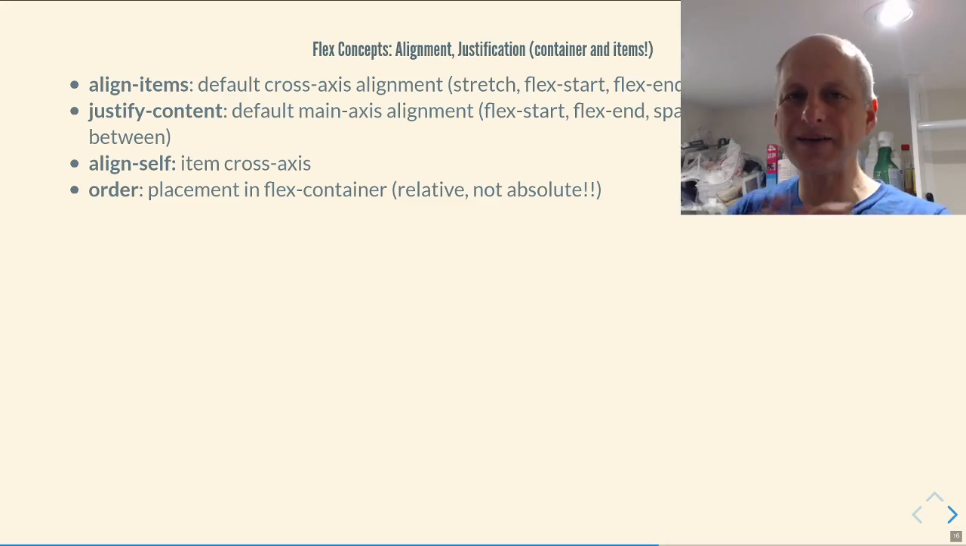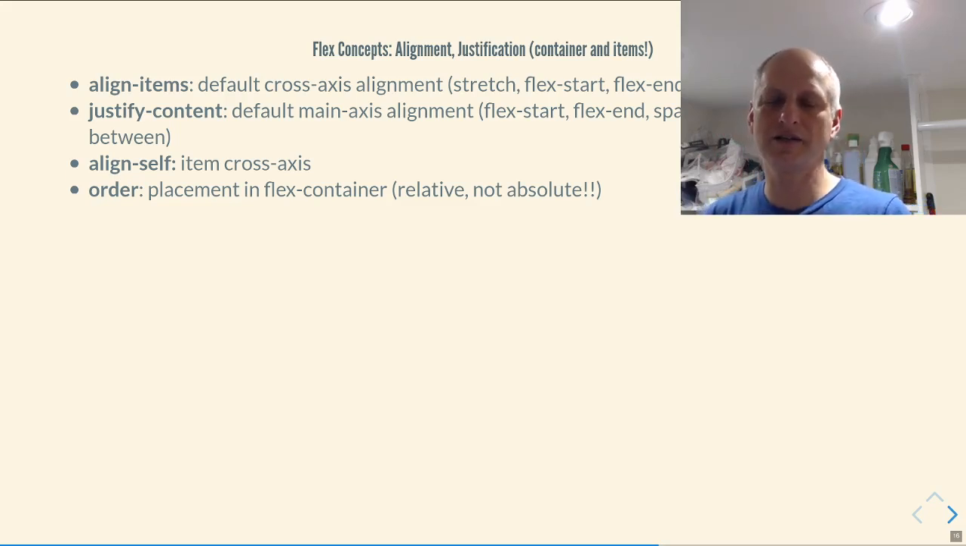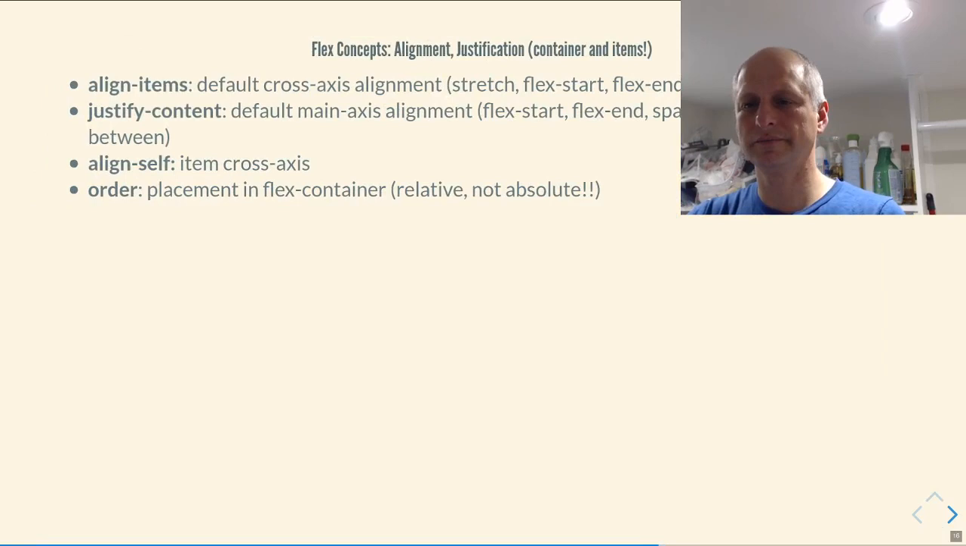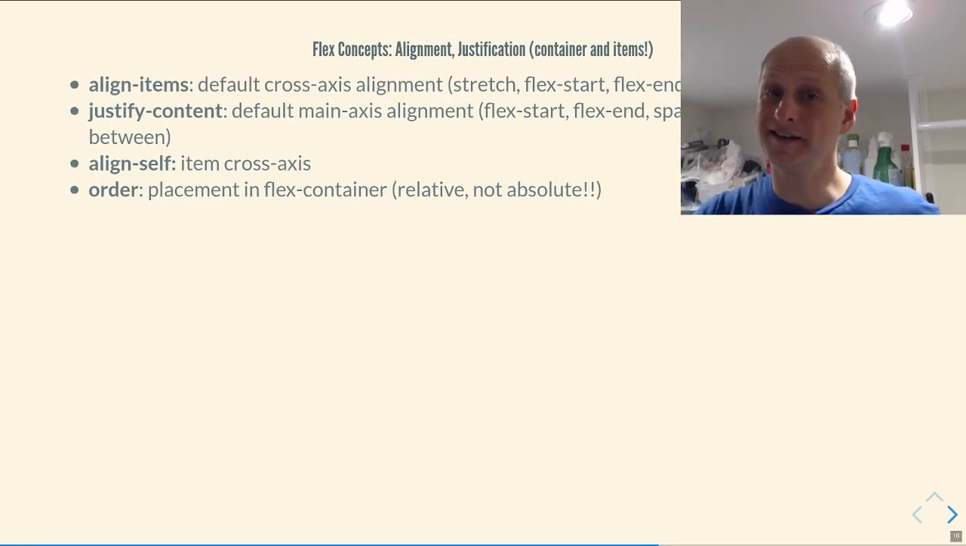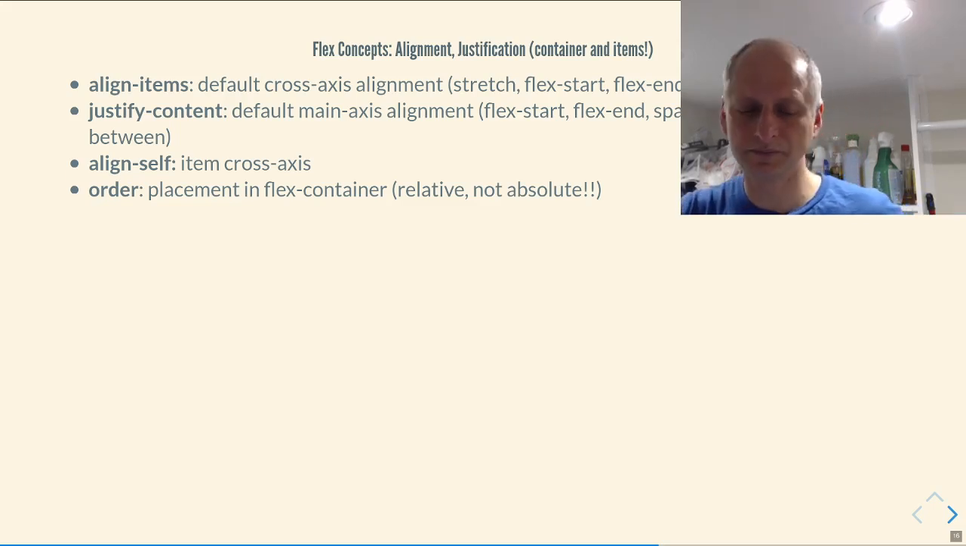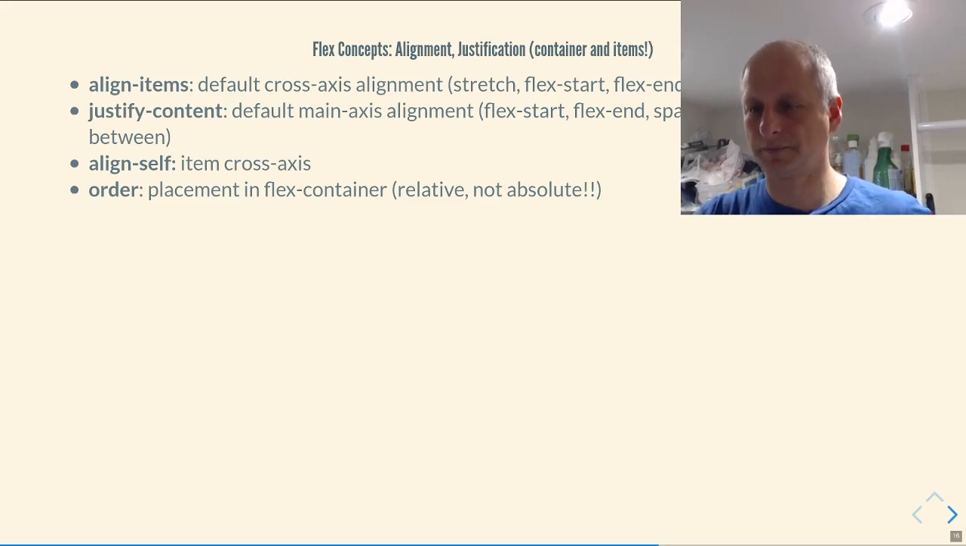There are two alignment or placement instructions. There's align items, which gives you the default cross-axis alignment, and justify content, which gives you the default main axis alignment. And then there's align self and order, which we can look at later. It looks like I don't have any examples in here, and I probably should have some. Maybe we can do that in a moment with some demoing, actually.